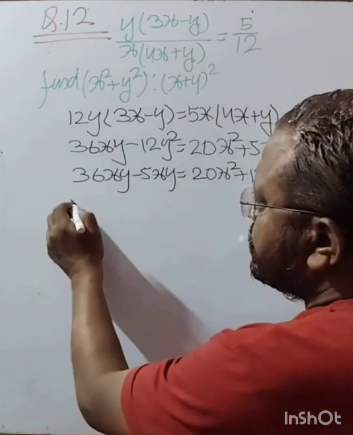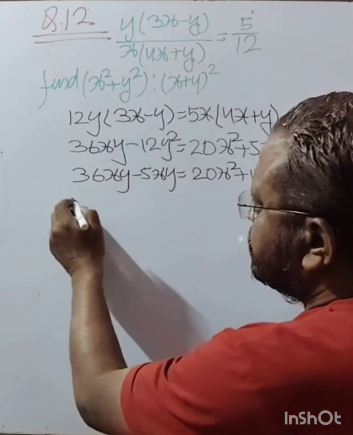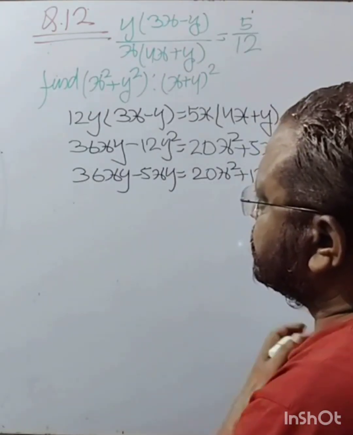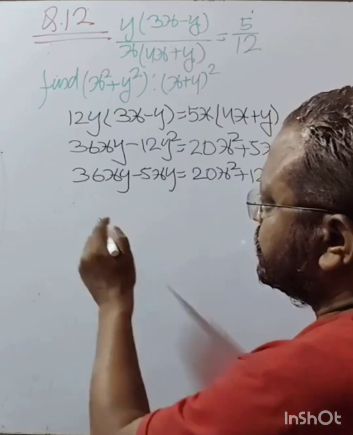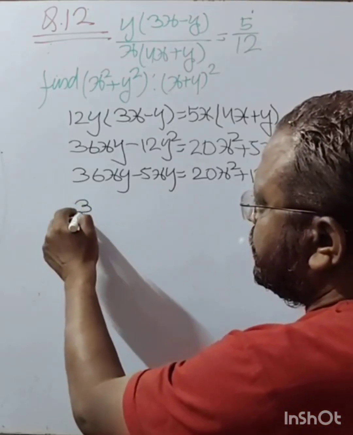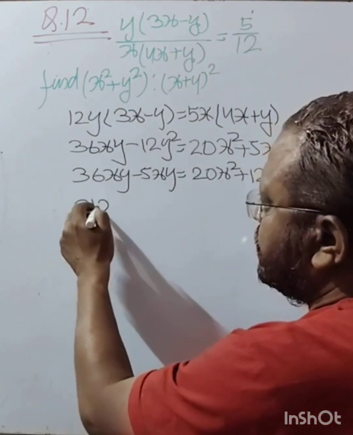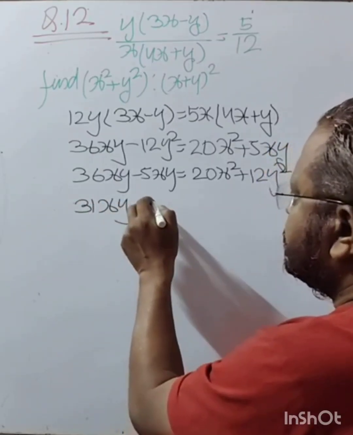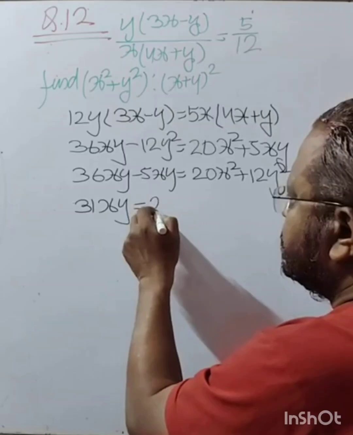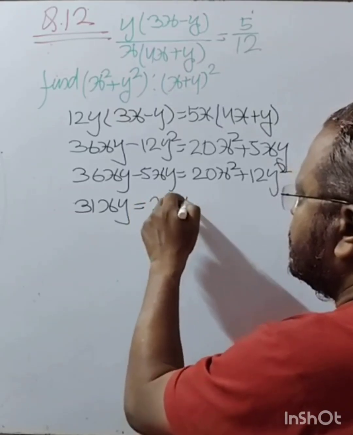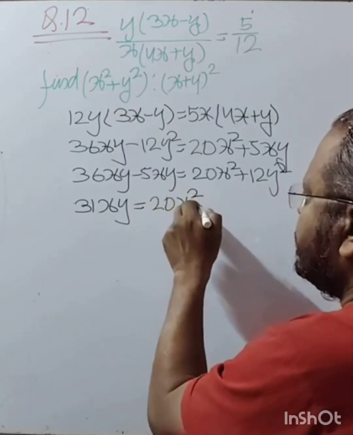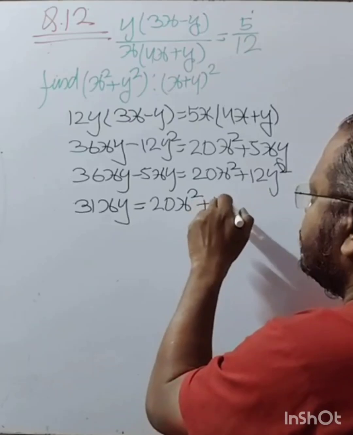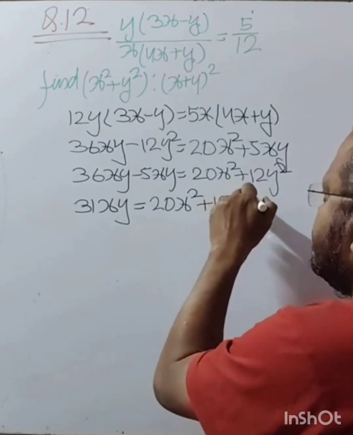So it becomes how much? 31xy is equal to 20x square plus 12y square.